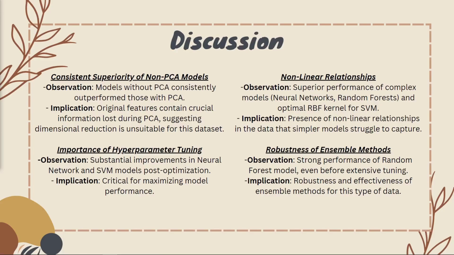So that's all for deployment. Thank you. Next is the discussion of our key findings. First, the consistent superiority of non-PCA models implies that original features contain crucial information lost during PCA, suggesting dimensional reduction is unsuitable for this dataset. Second, the nonlinear relationships that we observed, given the superior performance of complex models: neural network, random forest, and optimal RBF kernel for SVM. Third, the importance of hyperparameter tuning is critical for maximizing model performance, and the robustness of ensemble methods that we have observed from the strong performance of random forest even before extensive tuning.